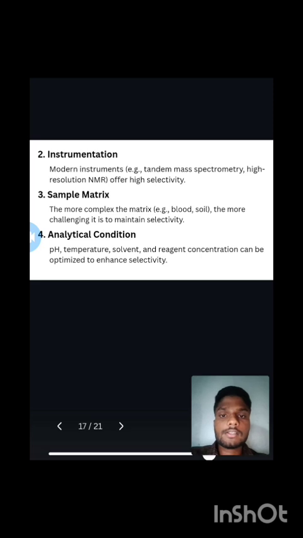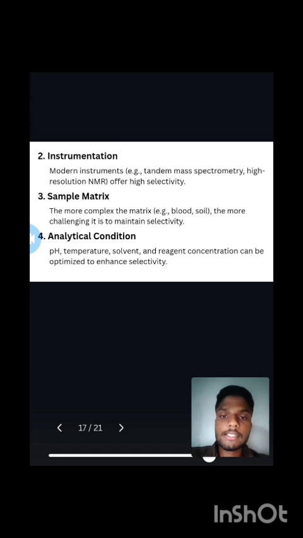Next one is instrumentation. Modern instrumentation, for example tandem mass spectroscopy and high resolution NMR, offers high selectivity. And sample matrix: the more complex the matrix, for example blood or soil, the more challenging it is to maintain selectivity. Next one is analytical conditions: pH, temperature, solvent and reagent concentration can be optimized to enhance selectivity.